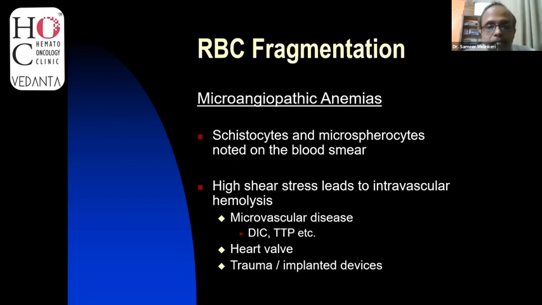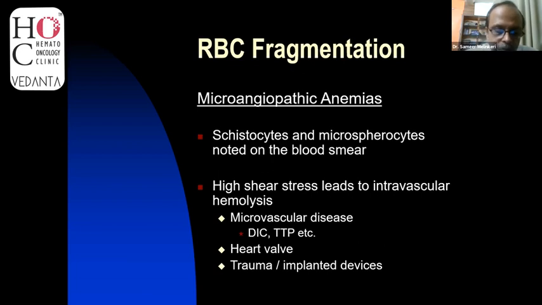We'll discuss. So, RBC fragmentation is seen in what we call microangiopathic hemolytic anemias. In the peripheral smear, if you look, you'll have schistocytes and microspherocytes. The common causes for these are HUS and TTP. In TTP, you basically have antibodies against an enzyme called ADAMTS13. I don't have the time to discuss this in too much detail, but as you know, ADAMTS13 is required to cut the von Willebrand factors in the peripheral blood.